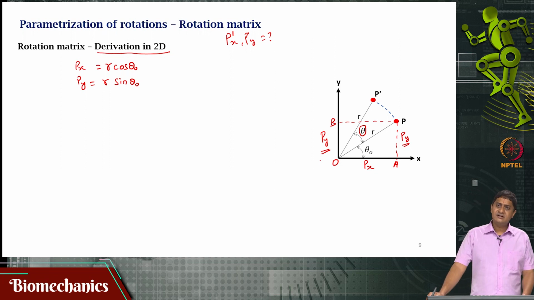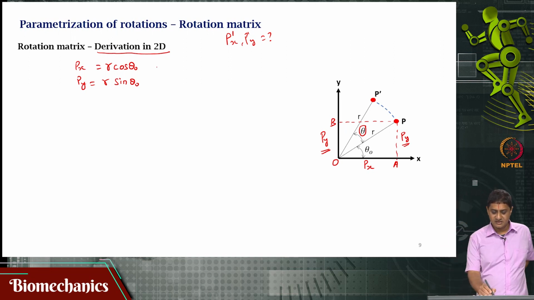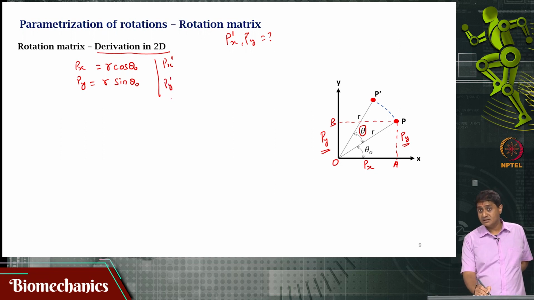Now, can I describe the location of P dash in the same way as I just now described P? Like I wrote for Px and Py, can I write the values of Px dash and Py dash? That is not having the same angle theta naught, it is having an angle of theta naught plus theta, because it has undergone a pure rotation. Remember, r remains the same.